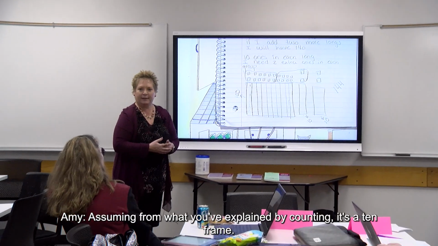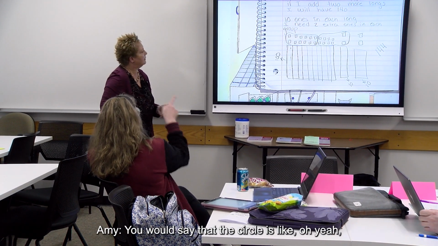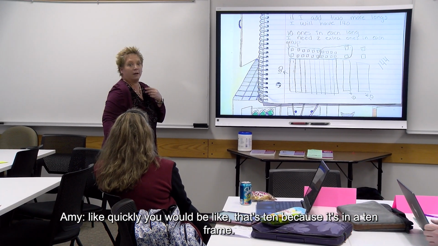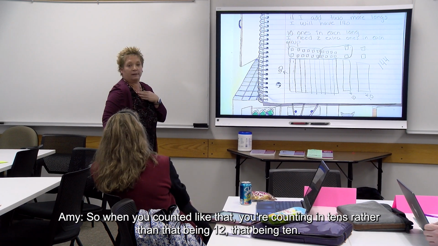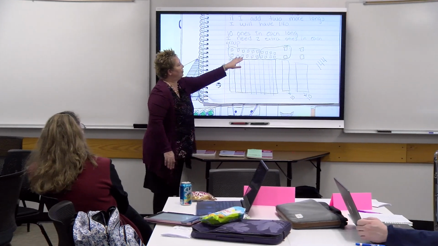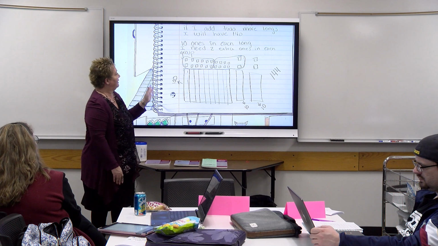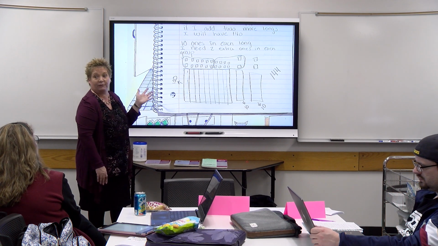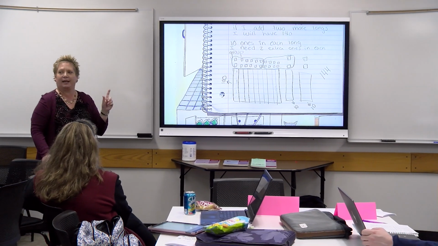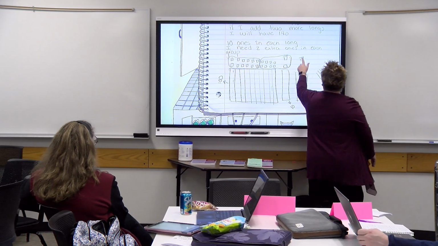Amy? Assuming from what you explained, like counting, it's like a 10 frame. You would see the circle and quickly think, that's 10 because it's in a 10 frame. Right. So when you counted like that, you were counting in 10s rather than that being 12, that being 10 instead. Oh, so what happened is she circled 12 here, but she circled how many here? 10. So if she thinks it's groups of 10, based on her picture, what would she actually get as an answer? 142, because there's 2 left here.